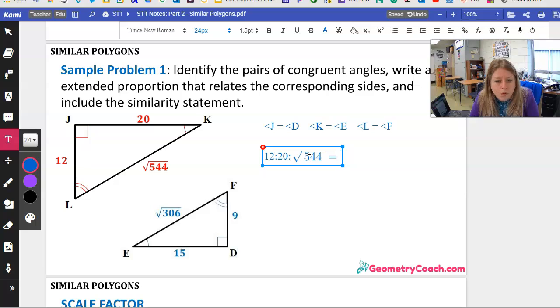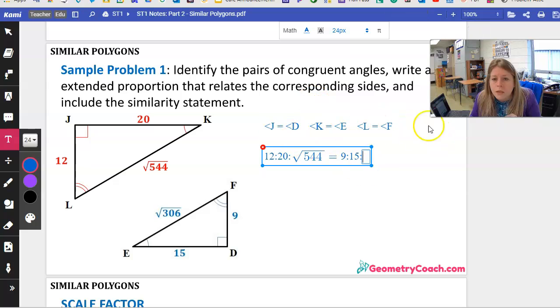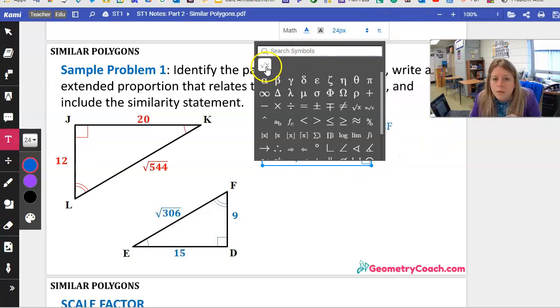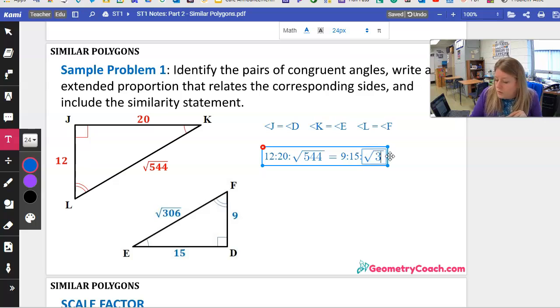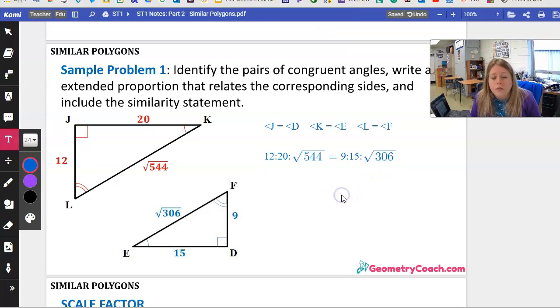What goes with 12? 9 goes with 12. And what went with 20? The 15 goes with 20. And what went with the hypotenuse? So the hypotenuse was the root 544, and the hypotenuse of the other one is root 306. Okay, so that's an extended proportion being set equal to each other.